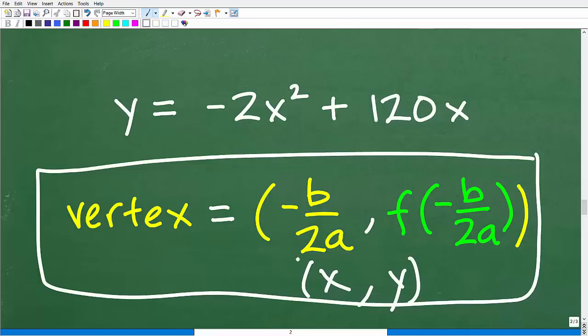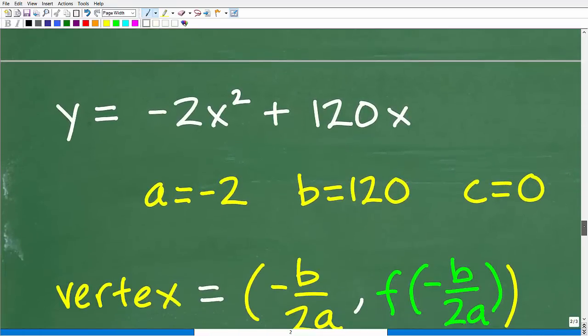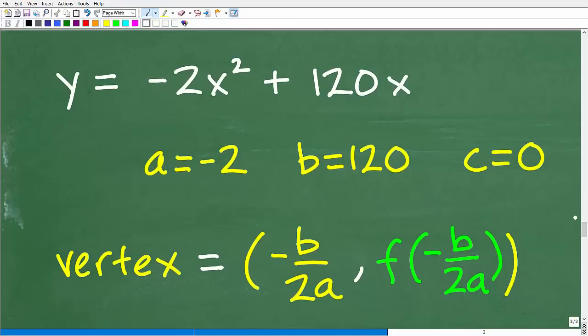Basically, we're going to get this x coordinate, and then that answer we're going to plug into the function, and then we'll get the y coordinate. So let's go ahead and see how this is done. This is not that difficult. All right, so we have our a, b, and c values. Now, the a, b, and c values that we're talking about are the same a, b, and c values that we use with the quadratic formula, if you're familiar with the quadratic formula.